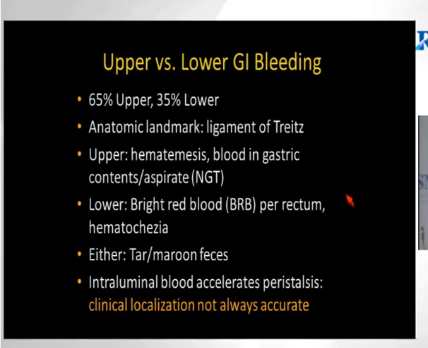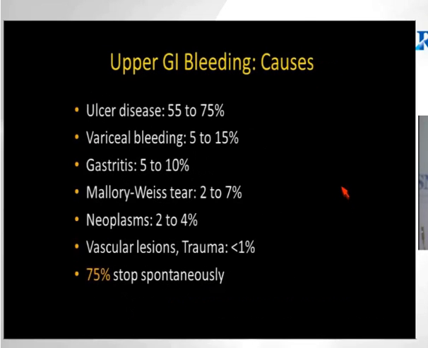But another important clinical point to keep in mind is that this clinical localization is not always accurate, because the presence of intraluminal blood, especially if it's a large amount, increases peristalsis to the point that a patient, for example, with a bleeding duodenal ulcer may present exclusively with hematochezia, and I'll show you one example of that situation.